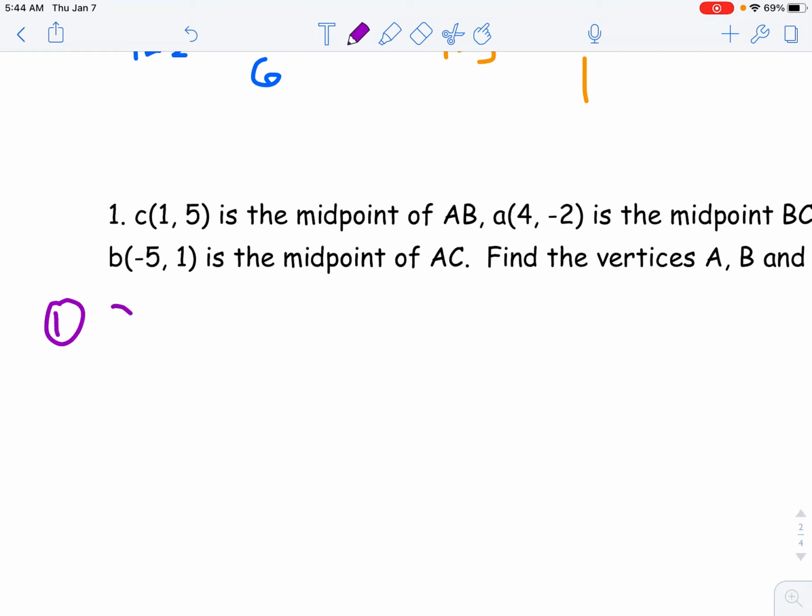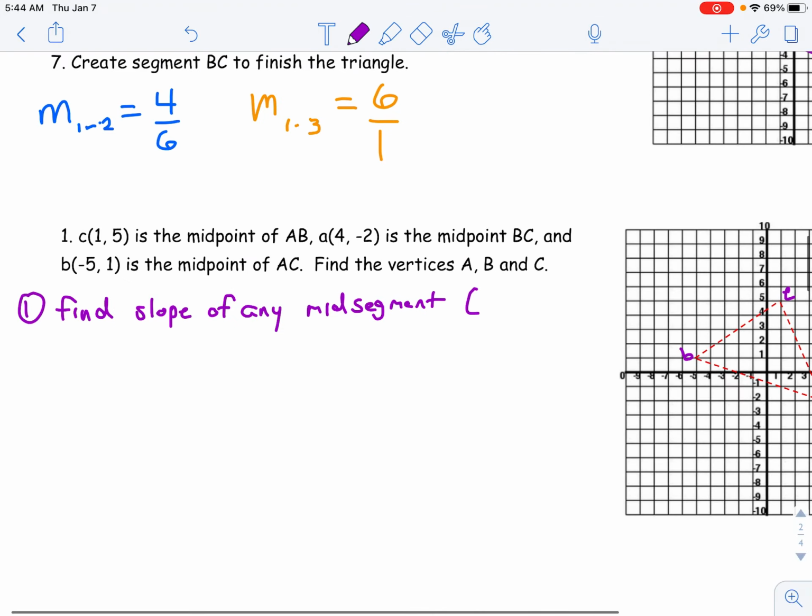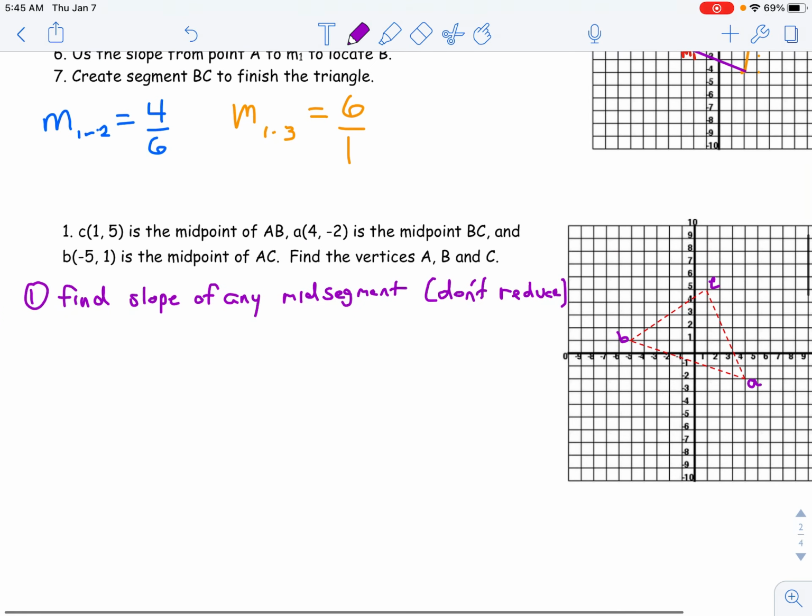Step 1: find the slope of any mid-segment, and we're going to say don't reduce. All right, so let's just do the slope of BC. That looks like it's going to be pretty fun.